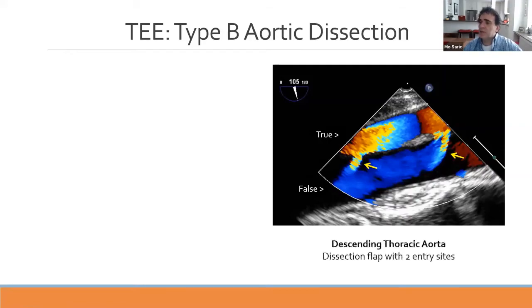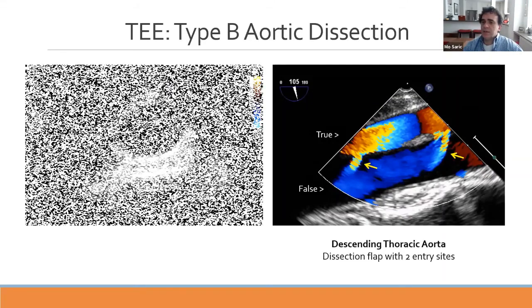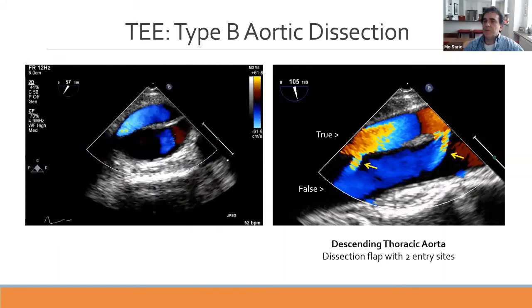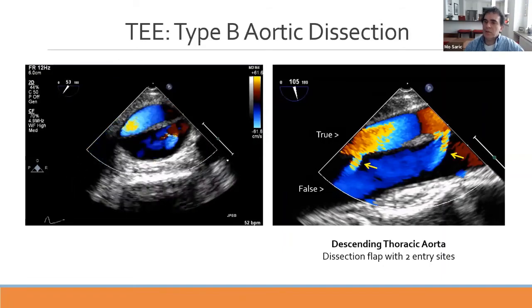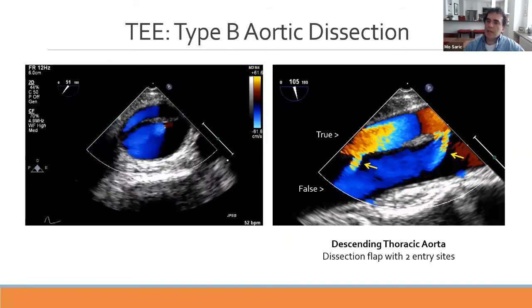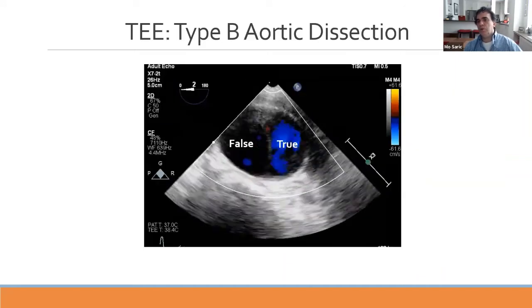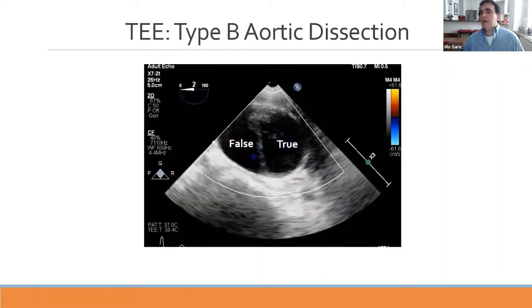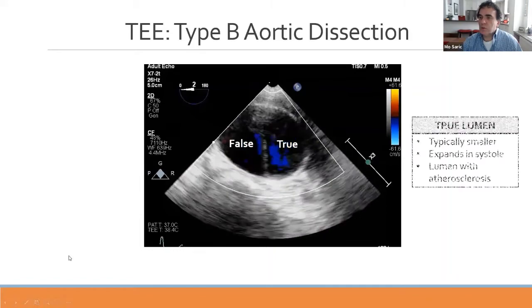In this case, there are two of them in the descending thoracic aorta. The clip alternates between the short and the long axis. True lumen is on the top, false lumen on the bottom, and there is a communication between the two lumina. And this is the short axis, false and true. This is a true lumen on the right, false on the left. And you see there is more flow in the true lumen.